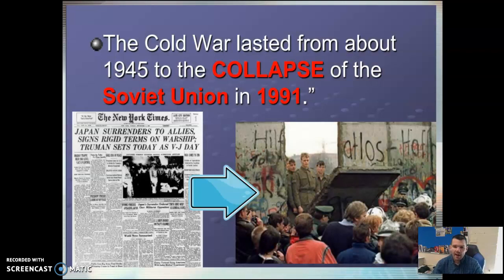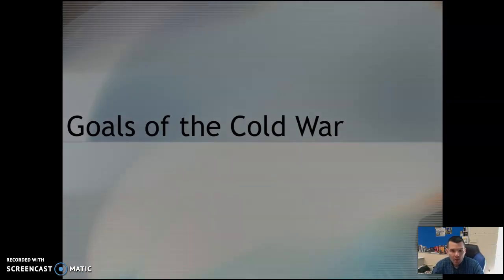All right, so time frame. 1945 to the collapse of the Soviet Union in 1991. So that's number 2 under guided notes. When was the Cold War? Again, you don't need to copy this word for word. Just jot down 1945 to 1991. Simple as that. That's when communism is going to collapse.